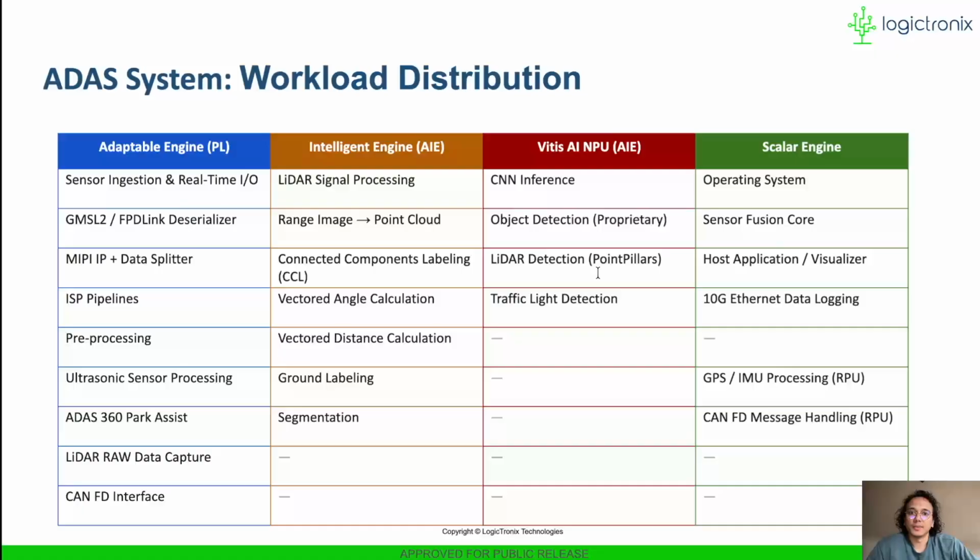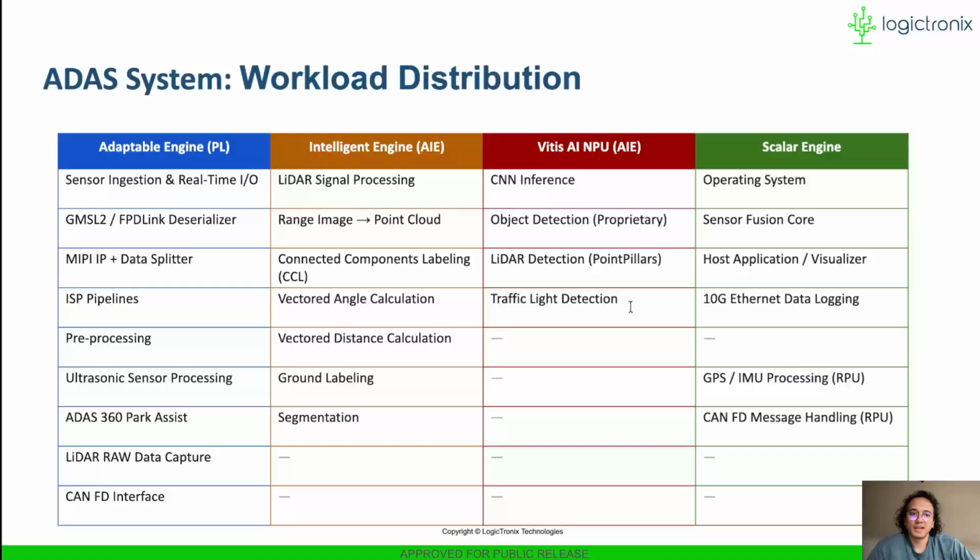In the AI engine column, we have implemented custom kernels for the LiDAR chain: range to PCL, connected components labeling, vector angle and distance calculations, ground labeling and segmentation are custom kernels implemented in the AI engines. Then we have also used the Vitis AI NPU, which is implemented in the AI ML array for the CNN inferences. The CNN inferences that are done are object detection, traffic light detection, LiDAR detection with PointPillars, and some segmentation also.